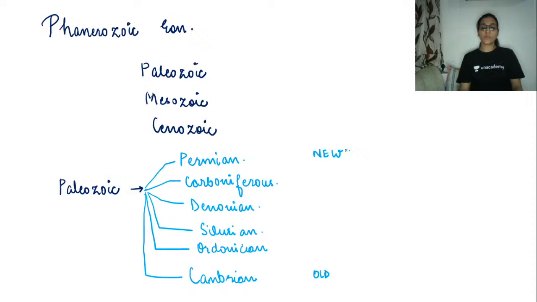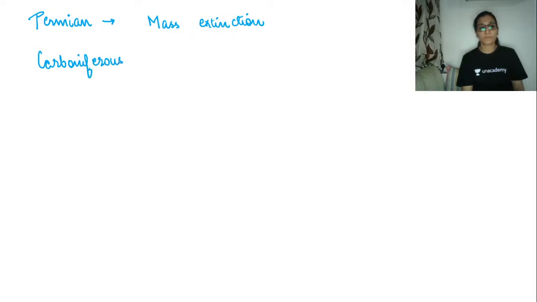Now let us talk a little about what events occurred in these time durations. First, Permian, the newest one. What happened? Maximum animals and plants died, so mass extinction occurred in Permian. Then Carboniferous. What happened in Carboniferous? Gymnosperms increased in number, and they were formed into coal and the dark material peat.